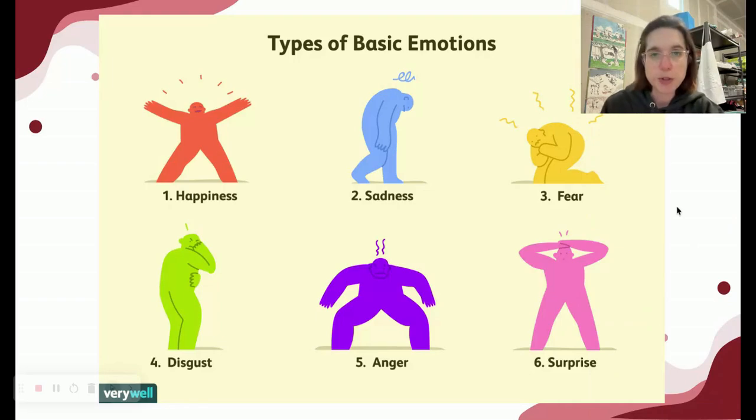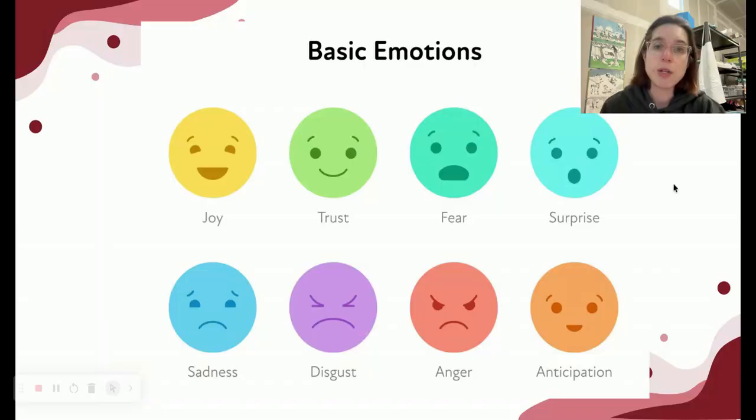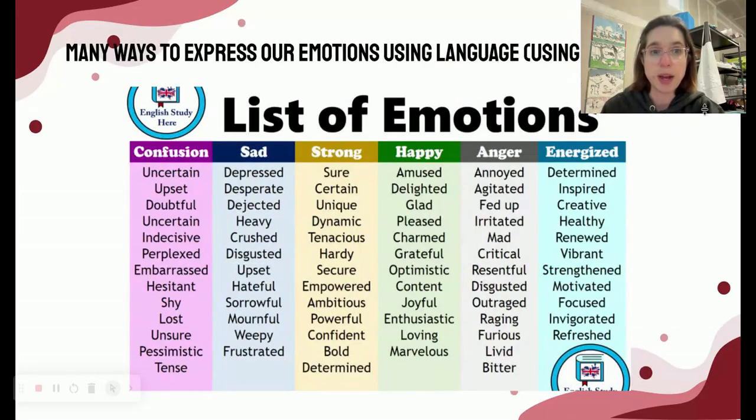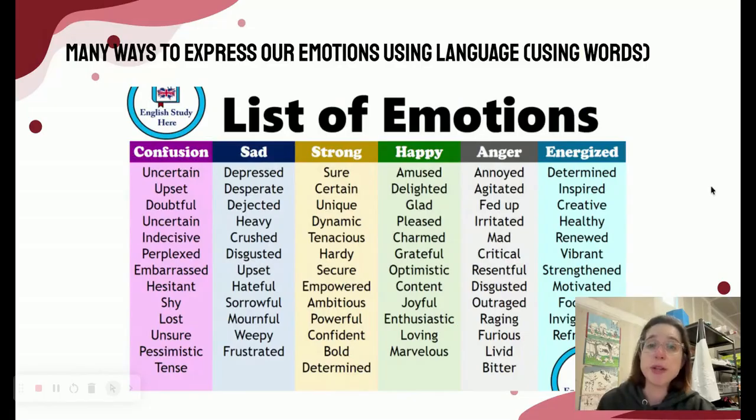Now, when we talk about emotions, we can say that there are 6 basic emotions: happiness, sadness, fear, disgust, and anger. Though, of course, we can also talk about emotions in terms of having trust or anticipation. Emotions do become much more complicated than that. And there are different ways to express our emotions using language. These are a bunch of different words that we can use to explain, for example, feeling happy or feeling angry.